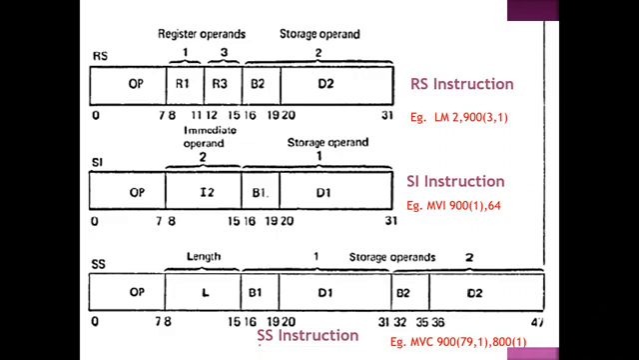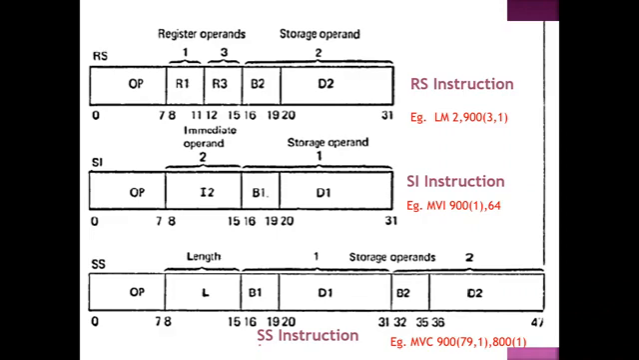First opcode 8 bits. First register 4 bits. Second register 4 bits. Base register 4 bits. Displacement 12 bits. So it is going to be a total of 32 bits. Okay. So this is register storage. Register and storage. What is the meaning of it here? You will be using a storage location also, and you'll also be using two registers in this particular format. So one example I'll give you.